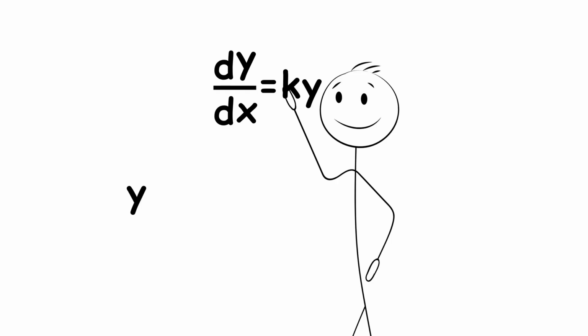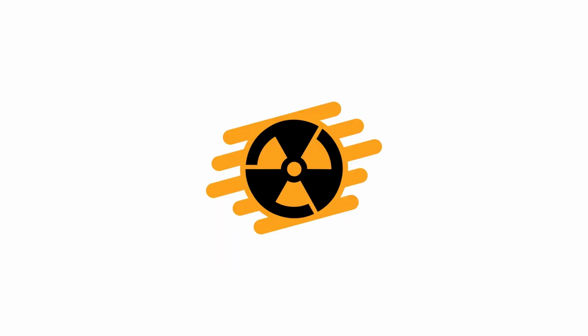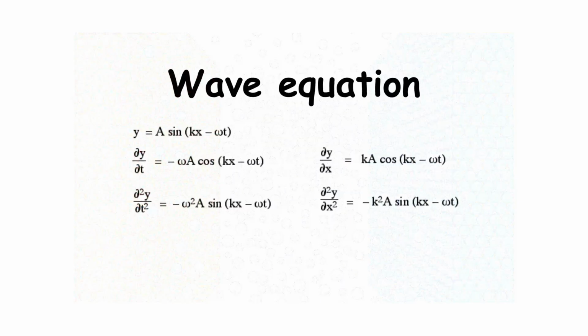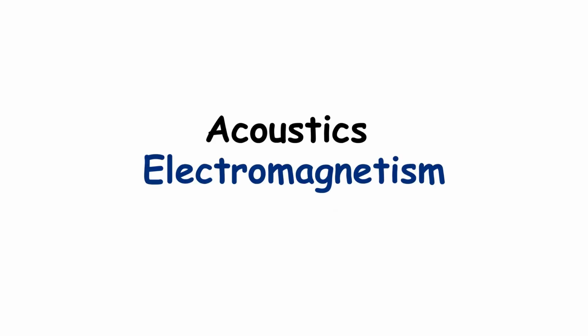A simple example is the derivative of y with respect to x equals k times y, whose solution is y = c e^(kx), where c denotes a real constant and e denotes Euler's number. This describes exponential growth or decay, applicable in demography, radioactivity, or economics. Partial differential equations, or PDEs, include models such as the heat equation, which describes thermal diffusion, or the wave equation, relevant in acoustics and electromagnetism.